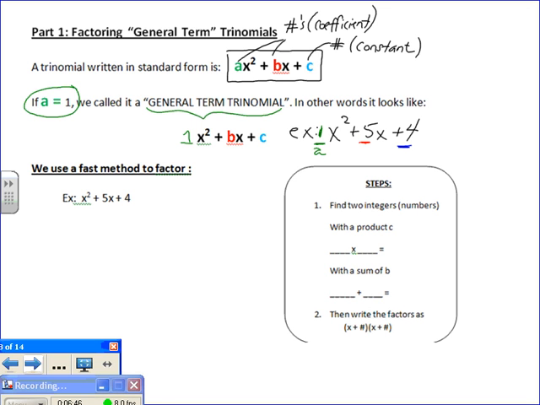The steps to factoring are, we're going to find two numbers, integers, either positive or negative numbers, that are going to multiply to give us our last term c. So we're looking for, let's go ahead and label our trinomial first. Okay, this last term is c.